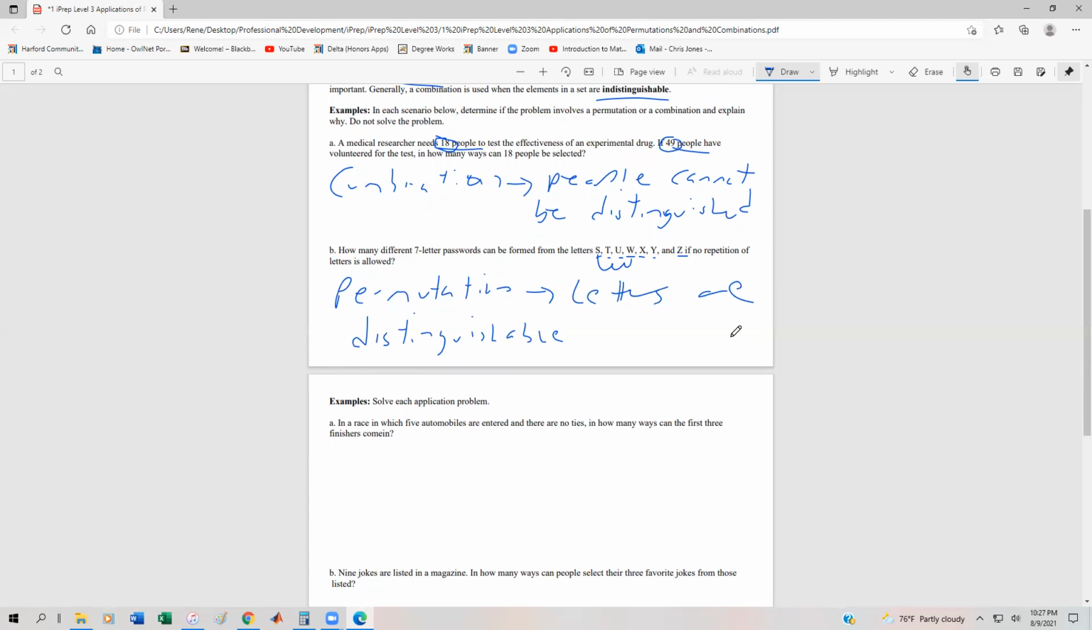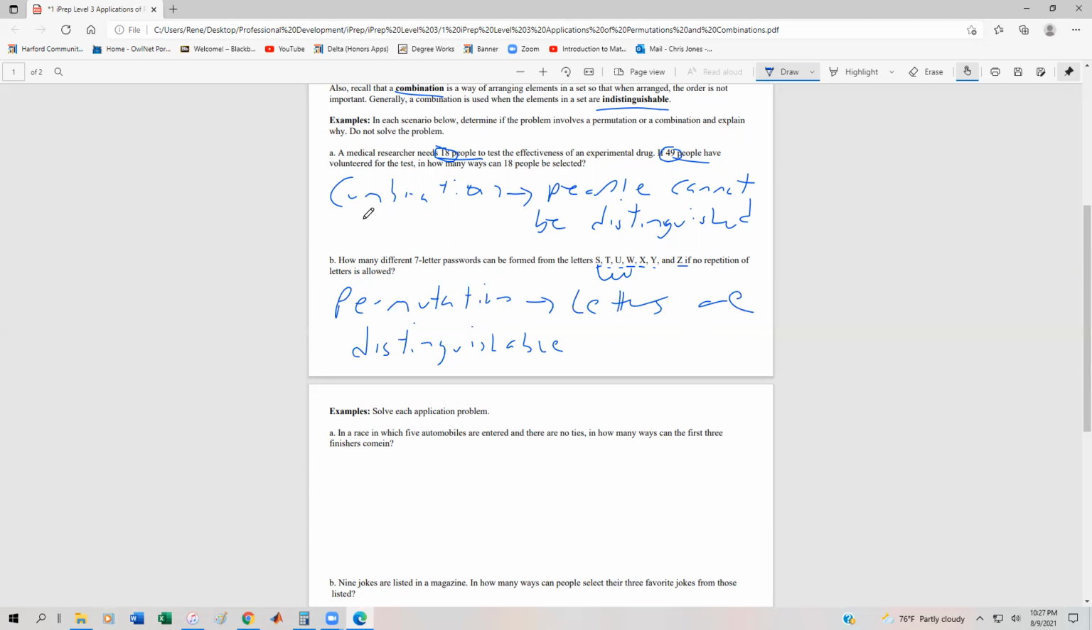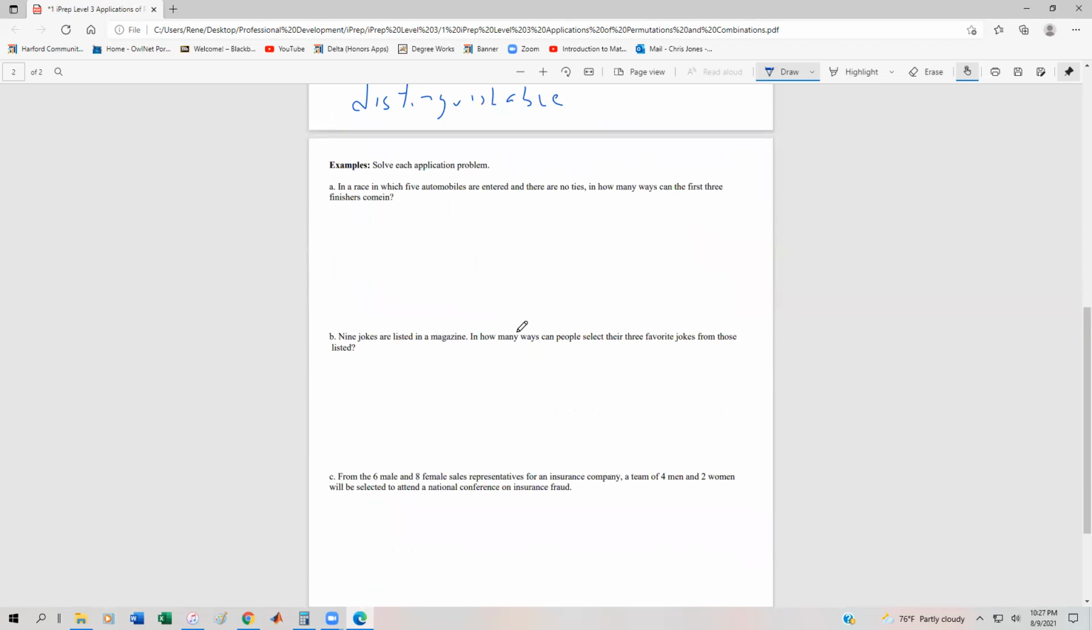Now, since we can distinguish between a combination and a permutation, we can go ahead and try to apply those. We have a race in which 5 automobiles are entered. There are no ties. How many ways can the first 3 finishers come in? This is going to be a permutation because it matters who is first, second, and third place. So we have 3 finishers and we just want to know how that works out. So this is going to be permutation 5, 3 to set this one up.